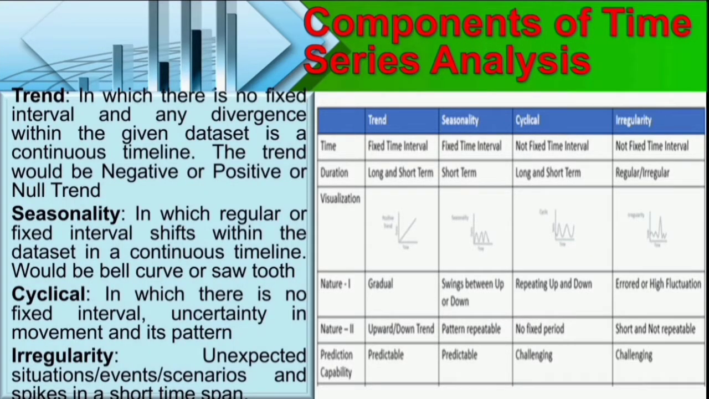Components of time series analysis. Number 1, trend, in which there is no fixed interval and any divergence within the given dataset is a continuous timeline. The trend would be negative or positive or null trend. Number 2, seasonality, in which regular or fixed interval shifts within the dataset in a continuous timeline would be bell curve or sawtooth. Number 3, cyclical, in which there is no fixed interval, uncertainty in movement and its pattern. Number 4, irregularity, unexpected situations, events, scenarios and spikes in a short time span.